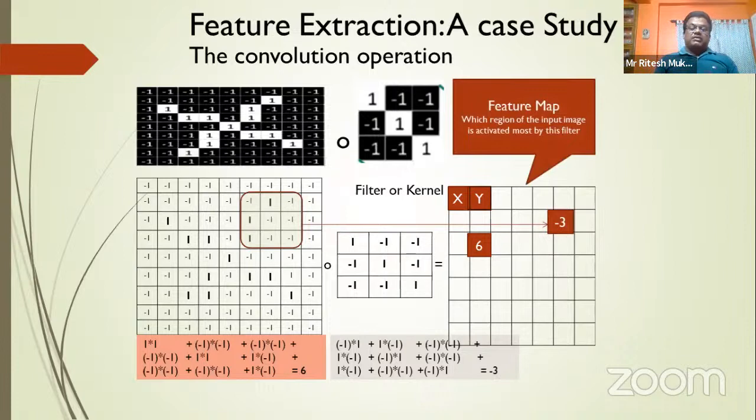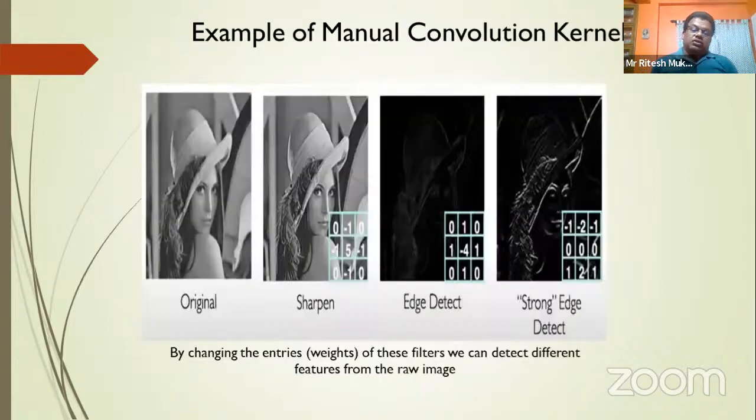So effectively, whatever we are getting, that is called feature map. Feature map will give you the reflection of whether the unique feature identified by you for a particular object is available in the image or not. So now the second part, convolution kernel. Different kinds of convolution kernels are available.